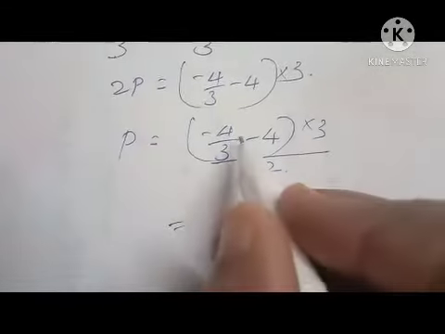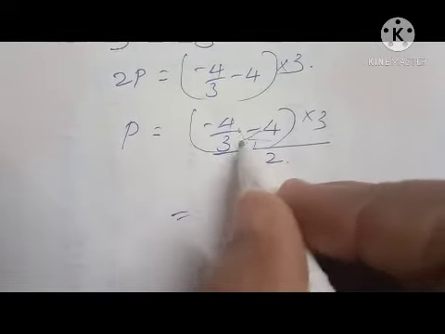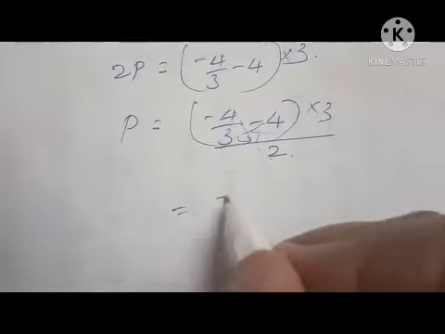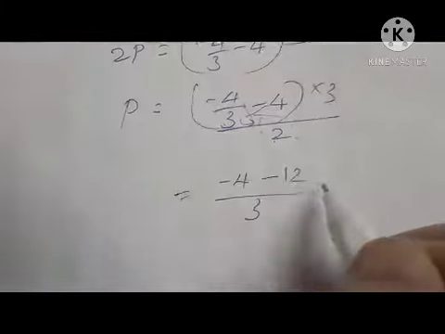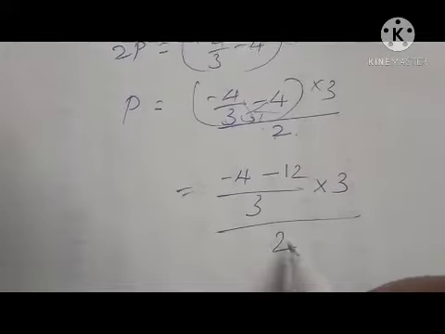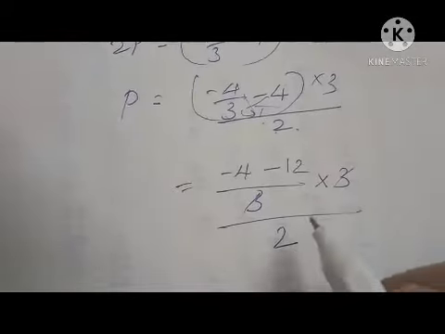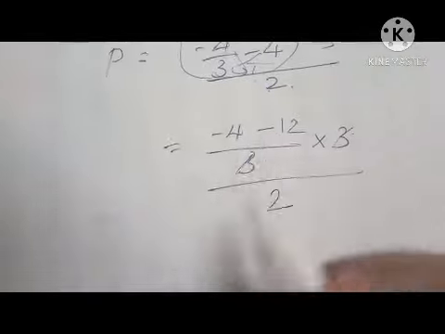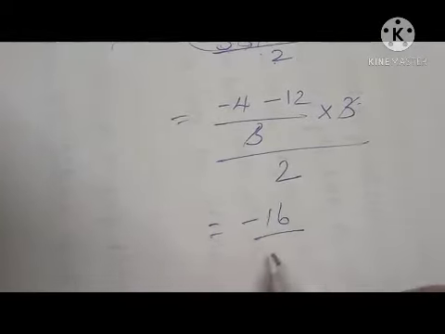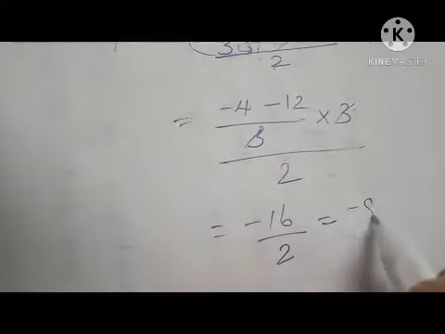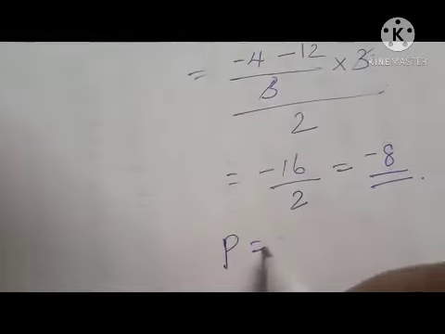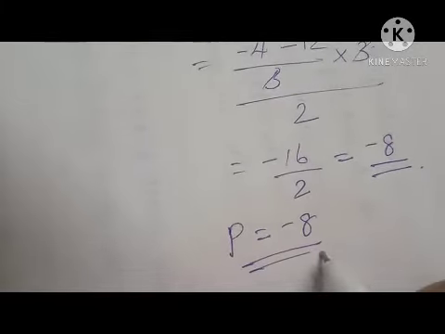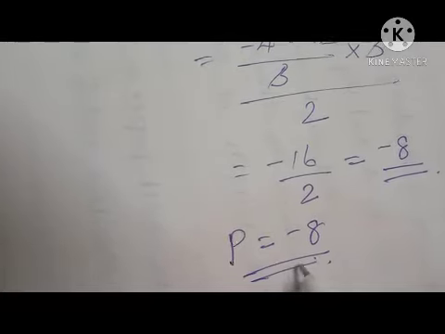Multiplication becomes division. Then we can do the simplification. So here we can write by 1 and do the cross multiplication. Negative 4 into 1 is negative 4, minus 4 into 3 is 12, by 3 into 1 is 3. Then into 3 by 2. Now we can cut these two 3s. Then negative 4 minus 12 is negative 16. So negative 16 by 2 is negative 8. Negative 8 is the value of p. So we got the value of p as negative 8. That means we found the value of p.